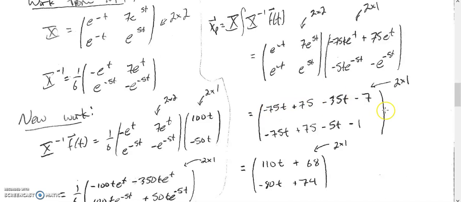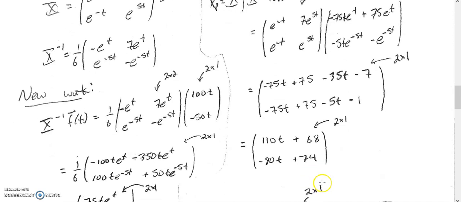And then once you combine all these guys, and I'm totally using a calculator to double check all this stuff. You may be better at mental math than me, but I ain't taking risks. It's enough work to do all the integration and the multiplication and the matrix work that I would use a calculator to do all this basic math. After you combine these terms, I get 110t plus 68. This is a 2 by 1 again, and then minus 80t plus 74.